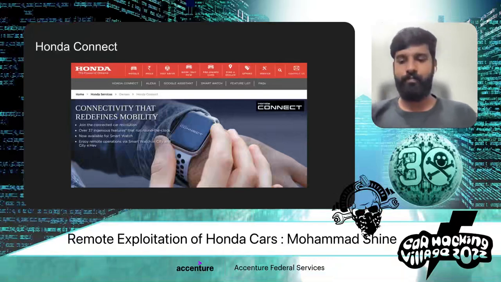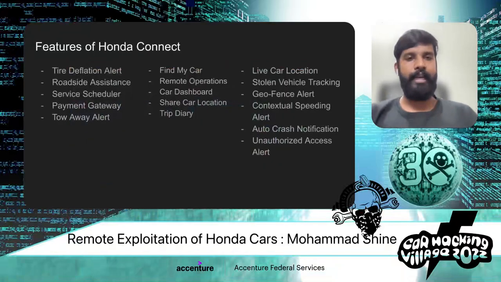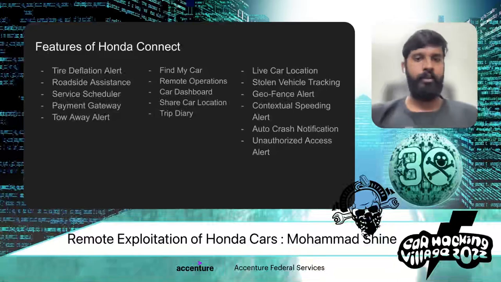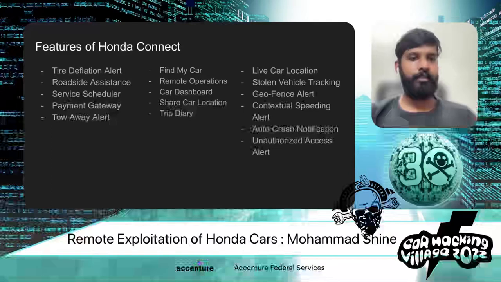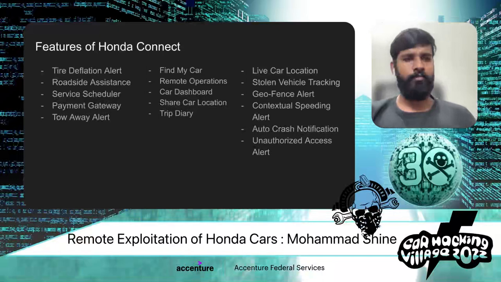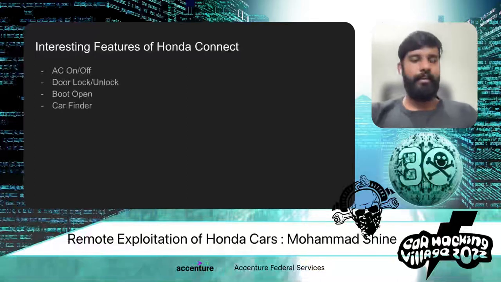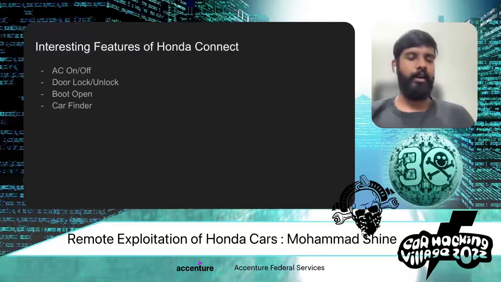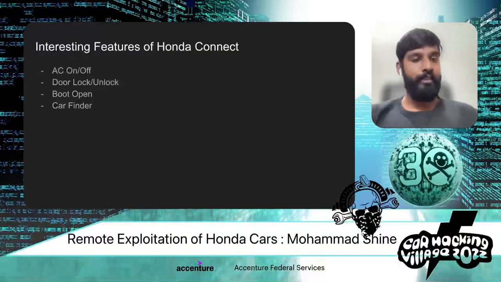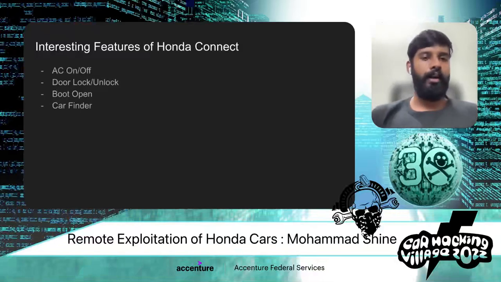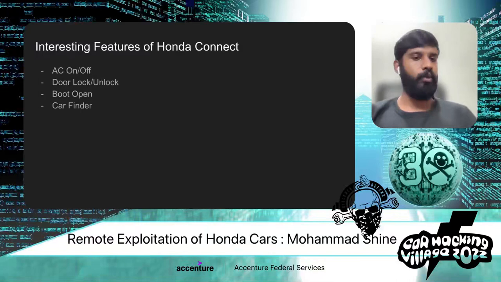So I started researching the mobile application completely, and these were the features of Honda Connect that you could see. Like, there's a tire deflation alert, which means it contains a TPMS, and it contains almost everything that can be performed in the car. The interesting features were start the car, which is only possible in the automatic variant, and you could unlock the doors, open the boot, and track the car. These were the four things I was interested in.